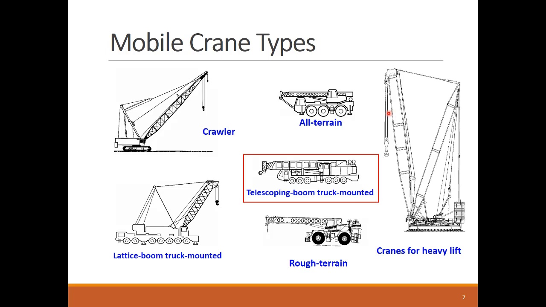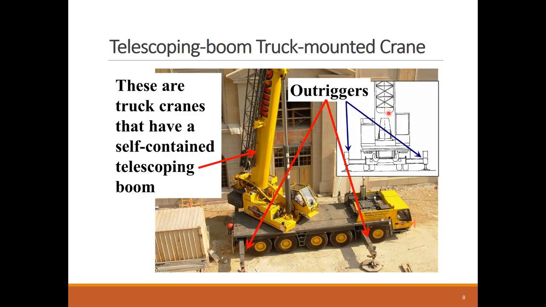Telescoping boom truck-mounted cranes are much more mobile than crawler cranes, as they are basically a truck that can move between sites and the lift points. During the lifting and rigging operation, the truck crane is raised on its outriggers to provide stability needed to counter the lifted load.